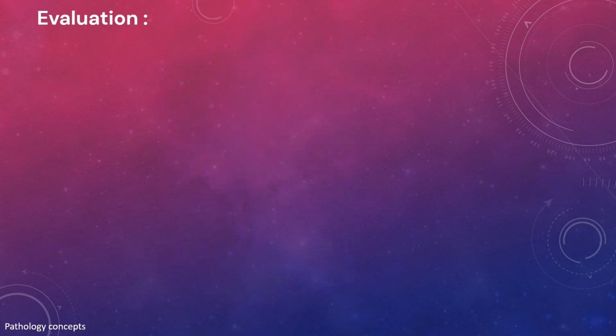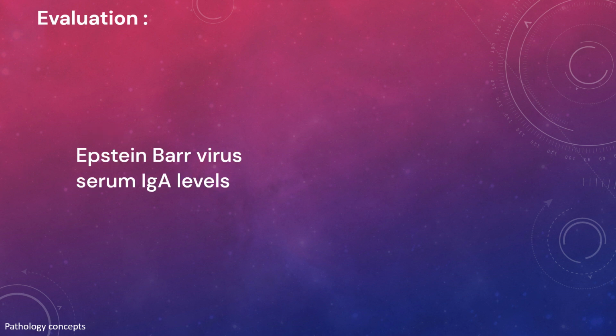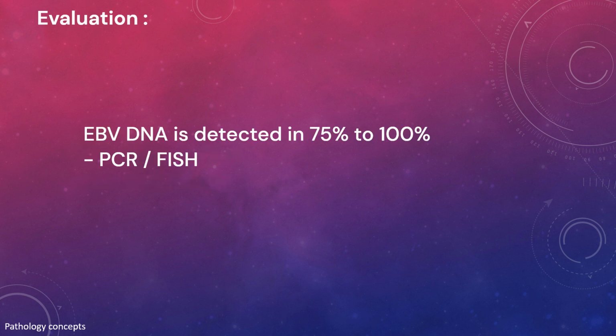Now let's see the evaluation. The baseline investigation may include a complete blood count. Renal and liver function tests can be obtained if there is a concern for metastasis or paraneoplastic syndrome. Epstein-Barr virus serum IgA level may carry diagnostic and prognostic significance. EBV DNA is detected in 75% to 100% of nasopharyngeal carcinoma cases using PCR or FISH.